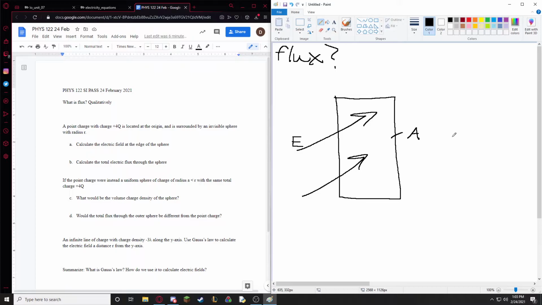I'd say it has to do with how the arrows or the lines or the charge interact with different surfaces. Something to do with the lines interacting with the surface. Right. Anyone else want to build off that? So the lines interact with the surface in some way.